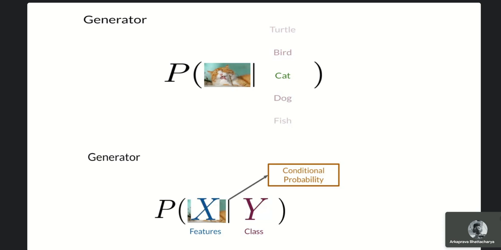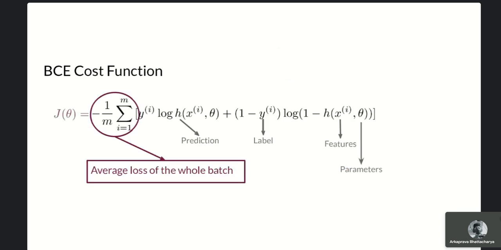Now, once we have seen the basic models of the generator and the discriminator, we'll be looking at what is the loss function that is actually being used here.